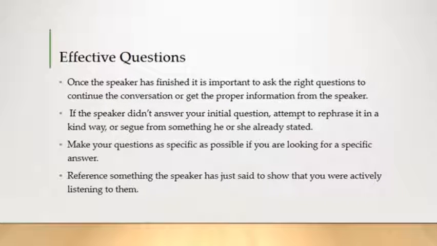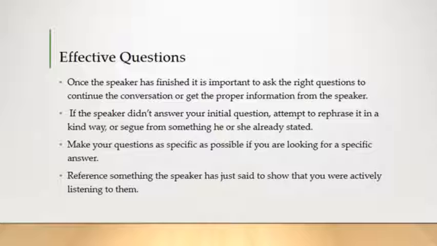One of the key aspects of active listening, and what that can help you do, is ask more effective questions when you're having a conversation with someone. Once the speaker's finished, it's important to ask the right kind of questions that will either continue the conversation or get you the information that you're looking for from the speaker. If they didn't answer your initial question, you can attempt to rephrase that or segue off of something that they already said. So you could say, "Oh, about whatever you were talking about earlier, could you clarify this point and this point for me?" Or "I need a little bit more information on X, Y, and Z."